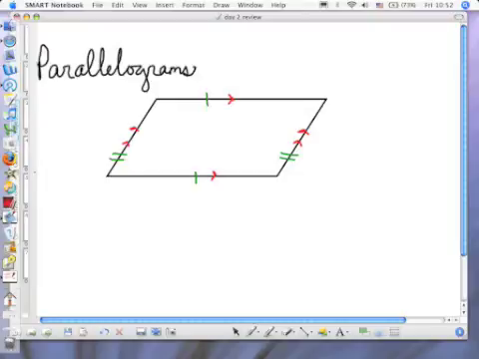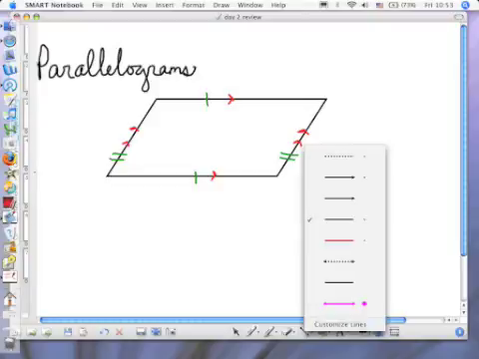Knowing that, what do we know about the relationship of consecutive angles? They're not congruent, they're supplements. Parallel lines cut by a transversal, same side interior angles form supplementary angles. What do we know about opposite angles of a parallelogram? They're congruent to each other. Okay? Opposite angles.